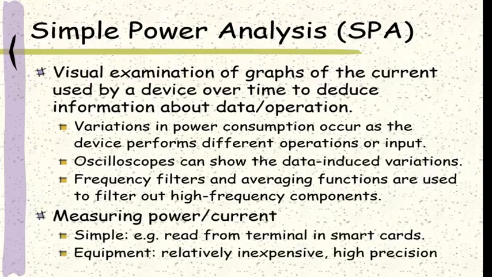For devices such as smart cards, the power and current information can be read directly from the terminals. Oscilloscopes and other equipment to measure power or current are widely used in the design, testing, and debugging of systems. They are relatively inexpensive and can provide a pretty high precision of measurement.